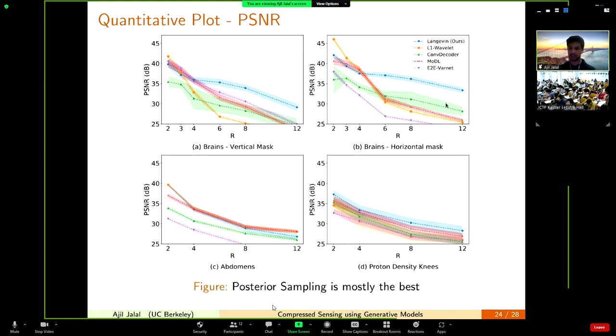And quantitatively, we find that Langevin tends to be better than other algorithms. So we tested it across different anatomy, scanning techniques, and acceleration factors, where we tune how many Fourier coefficients are shown to the models. And this blue line is Langevin, and you can see that it tends to be higher than the rest in the majority of cases.